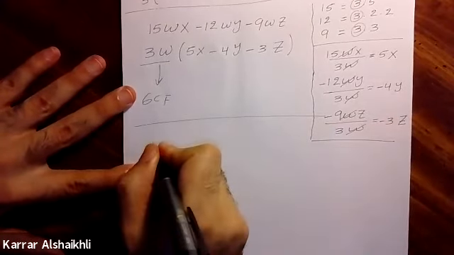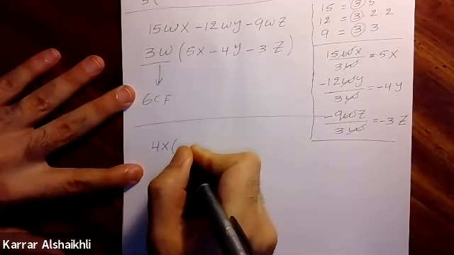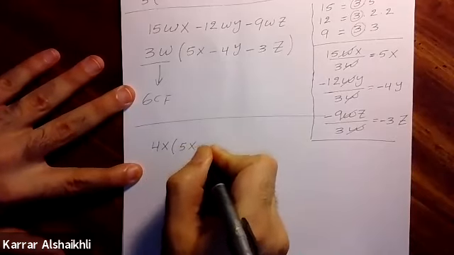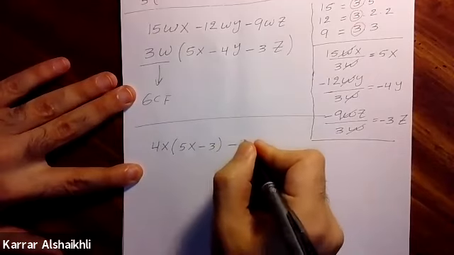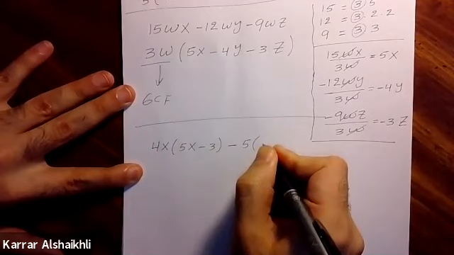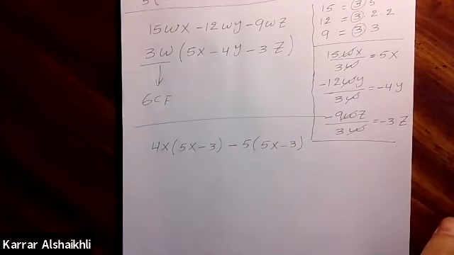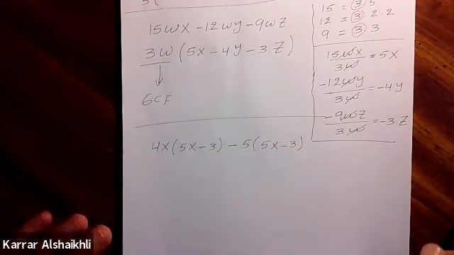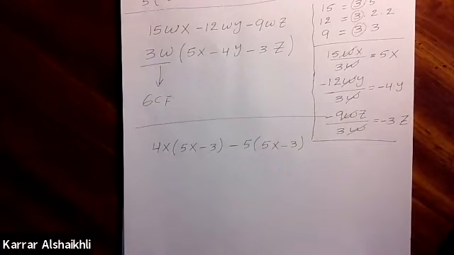If you have 4x parentheses 5x minus 3 minus 5x minus 3. Who's going to tell me, in this case, what's the common between this term and this one? Look to the part. What's the common? Something exists here and exists here exactly the same.